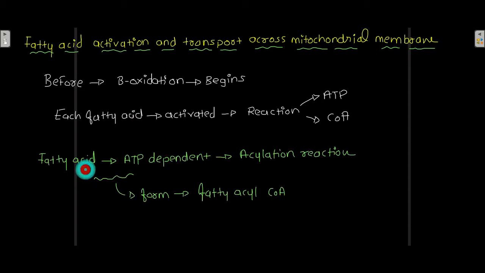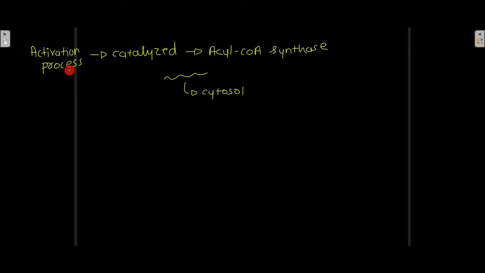Now, this fatty acid undergoes an ATP dependent acylation reaction, and when it does, fatty acyl coenzyme A is formed. Okay, how is fatty acyl CoA formed? When the fatty acid undergoes ATP dependent acylation reaction. Now, this activation process of the fatty acid is catalyzed by an enzyme known as acyl coenzyme A synthase, and this activation process happens in the cytosol.